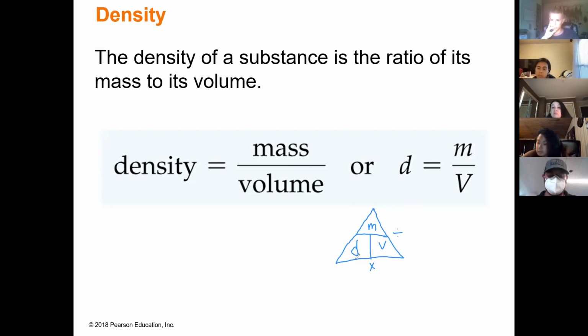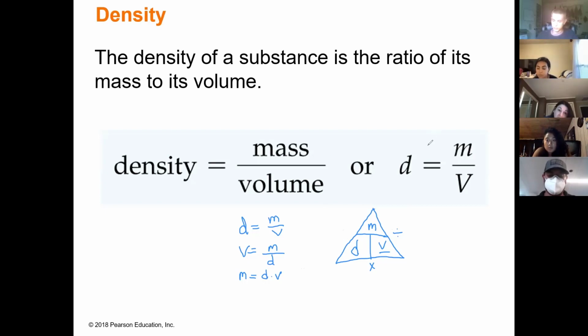So if we want to solve for density, let's read it off the chart: mass divided by volume. If we want to solve for volume, volume is going to equal my mass divided by my density. And if we want to solve for mass, it's density times volume. So that's a way to isolate the variables a little quicker, especially if you haven't done algebra in a while.